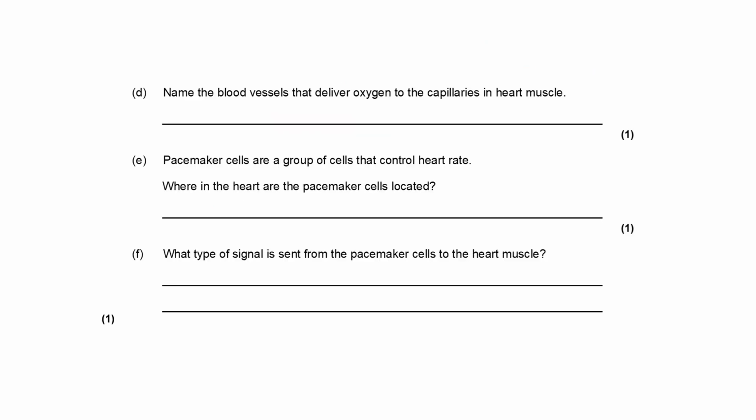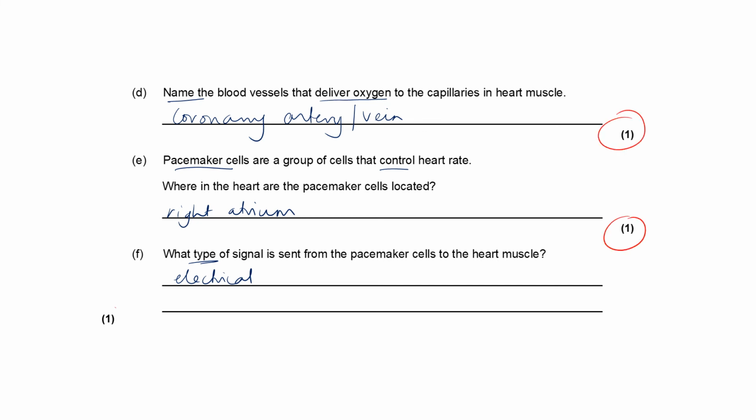Part D, name the blood vessels that deliver oxygen to the capillaries in the heart muscle. Now, this is the coronary blood vessels. It could be the artery, it could be the vein. Either one that you mentioned, you would get the mark for it. Pacemaker cells are a group of cells that control the heart rate. Where in the heart are the pacemaker cells located? Again, a recall question. It's the right atrium. And then part F, what type of signal is sent from the pacemaker cells to the heart muscle? And it's an electrical signal. So again, a basic recall question.